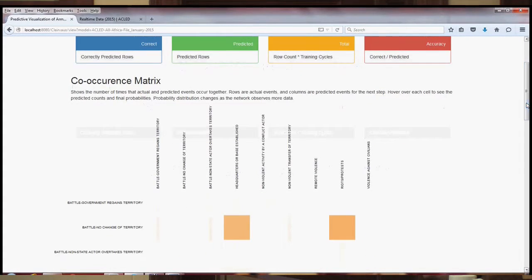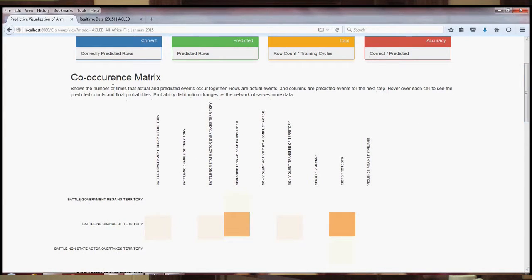And in order to look at this in more detail, we have this thing called a co-occurrence matrix, where the rows are the actual events and the columns are the predicted events at the next step. As you hover over each cell, you can see the counts as well as the probability distribution. So here we see that this is the count and the probability of having seen this event. This is the count and the probability of seeing this event at the next step.